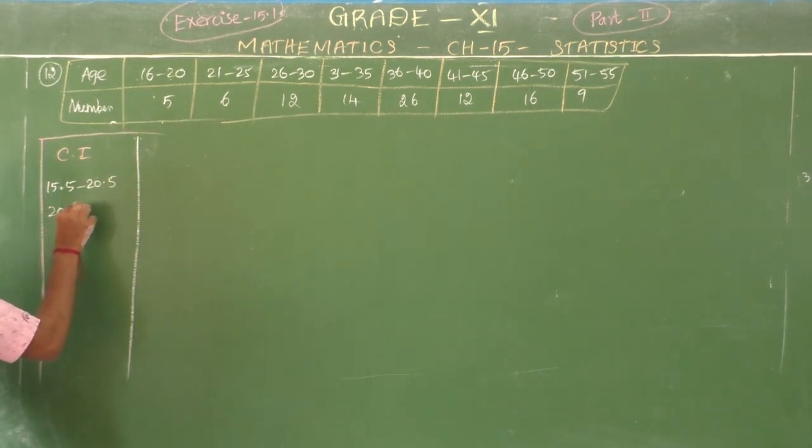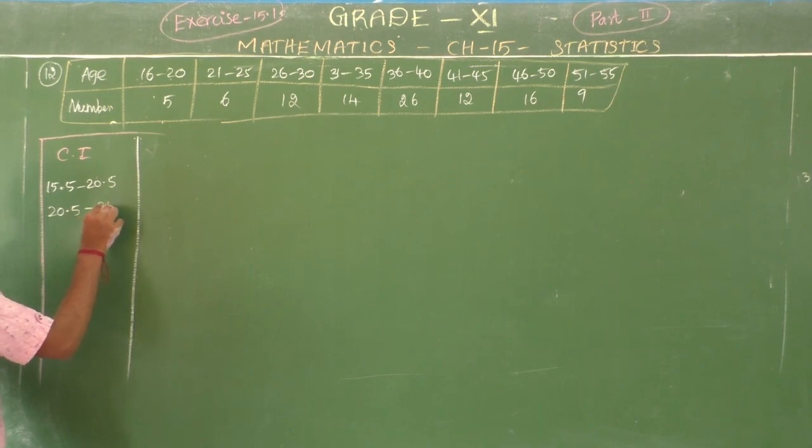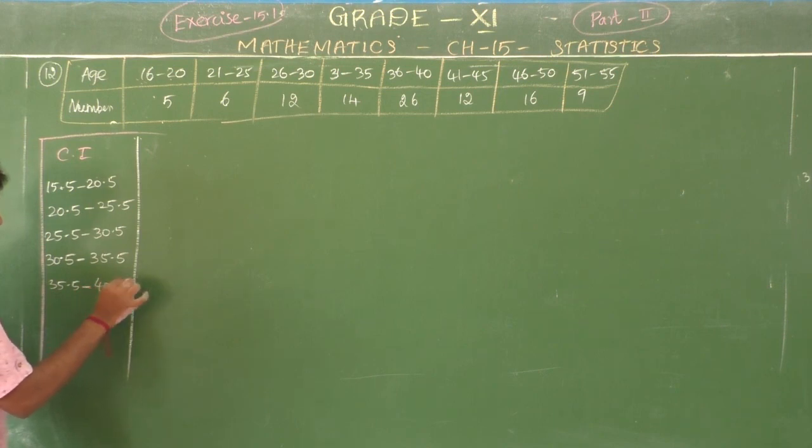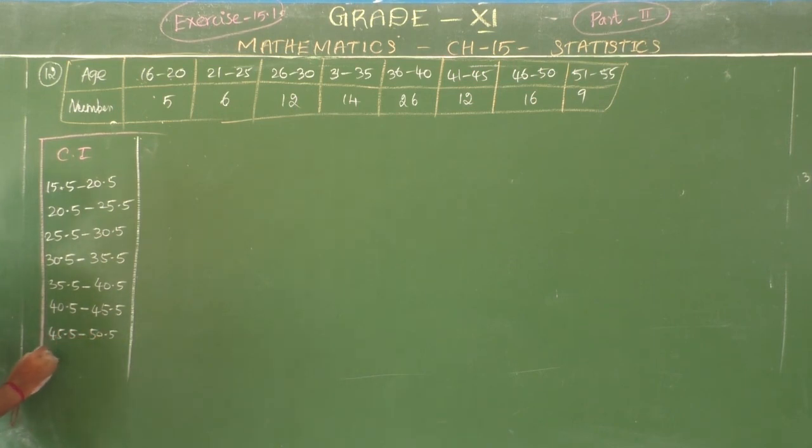That is 20.5 to 25.5, 25.5 to 30.5, 30.5 to 35.5, 35.5 to 40.5, then 40.5 to 45.5, 45.5 to 50.5, finally 50.5 to 55.5. Like that we complete it.